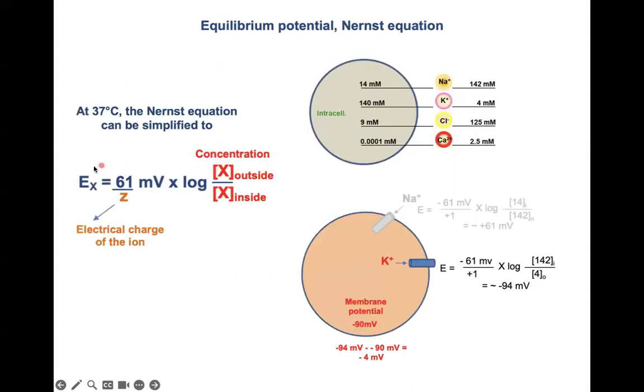In its simplified form at body temperature, it looks like this. Here, 61 millivolts is a constant. Z is the charge of the ion, and the ratio compares concentrations outside versus inside. For potassium, this equilibrium potential is close to minus 90 millivolts. So, if the membrane were permeable only to potassium, the resting potential would equal this value.